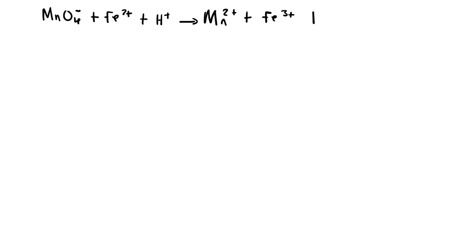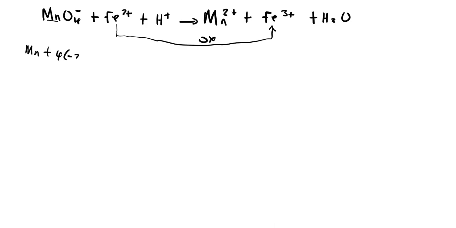Let's calculate the oxidation state of this Mn in that compound. So we say Mn plus 4 times the oxidation state of oxygen is equated to -1. So this means that Mn is equal to +7. When you go to +2 at the product, that is reduction.